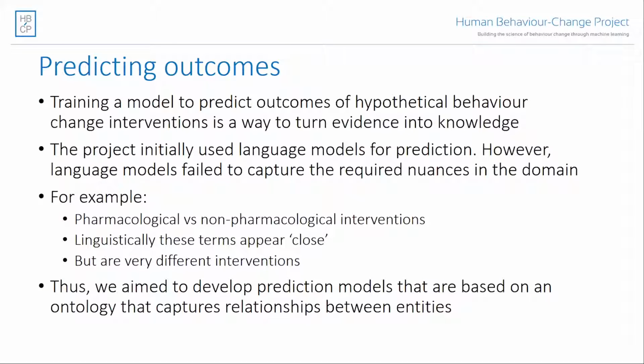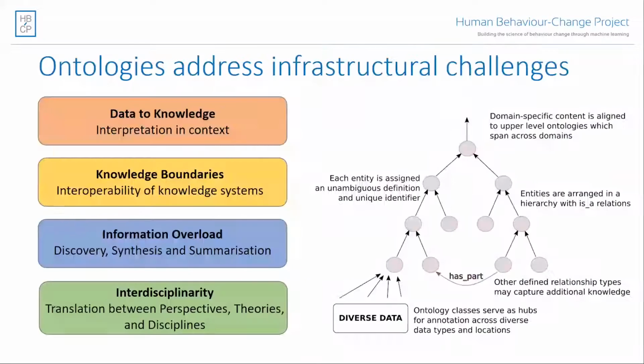So some domain knowledge is needed in order to make sense of the literature over and above the words that are used in describing interventions and how those words appear in language. So what we aim to do is to take the domain knowledge and put it into the prediction system through first capturing an ontology to capture relationships between entities.